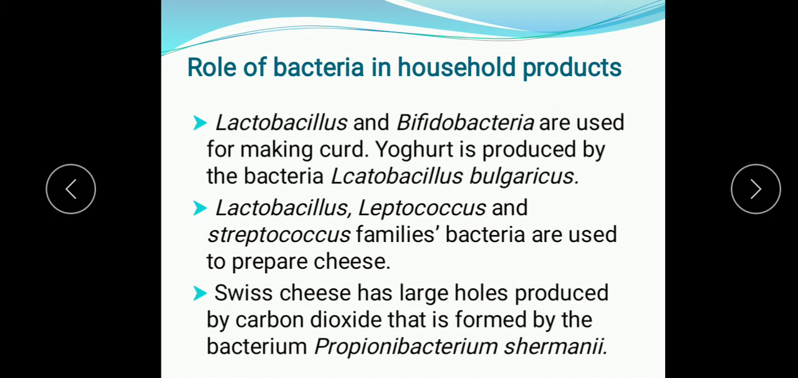There are varieties of cheese, like Swiss cheese, which has large holes produced by carbon dioxide that is produced by the bacterium Propionibacterium shermanii. So there are different bacteria which are used to produce different types of cheese.